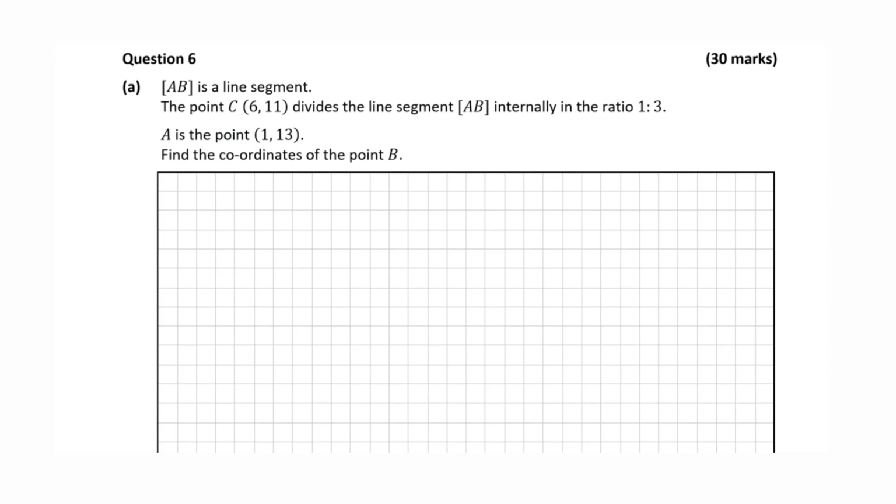Today we're going to look at this short question that focuses on the coordinate geometry of the line and also has some probability, so let's go straight into the question. In part A of the question, they tell you that AB is a line segment and the point C divides the line segment internally in the ratio 1:3, and A is the point (1, 13), and they want you to find the coordinates of the point B.